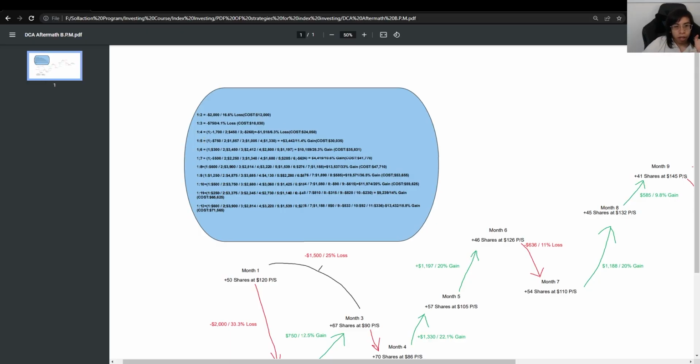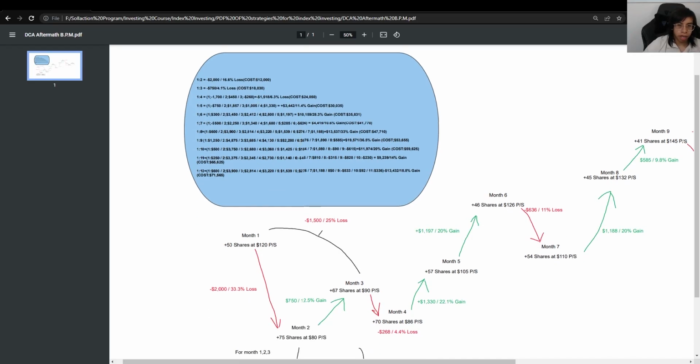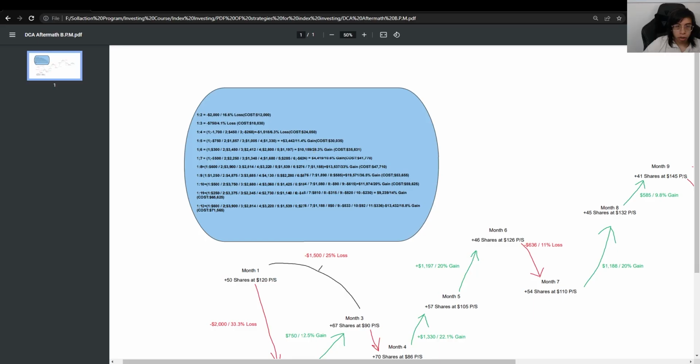So you see, as each month passes, you can see that by 1 to 2, 16% loss. 1 to 3, 4.1% loss. 1 to 4, 6.3% loss. And then this is where it starts to gain. 1 to 5, 11.4% gain. 1 to 6, 28.3% gain.